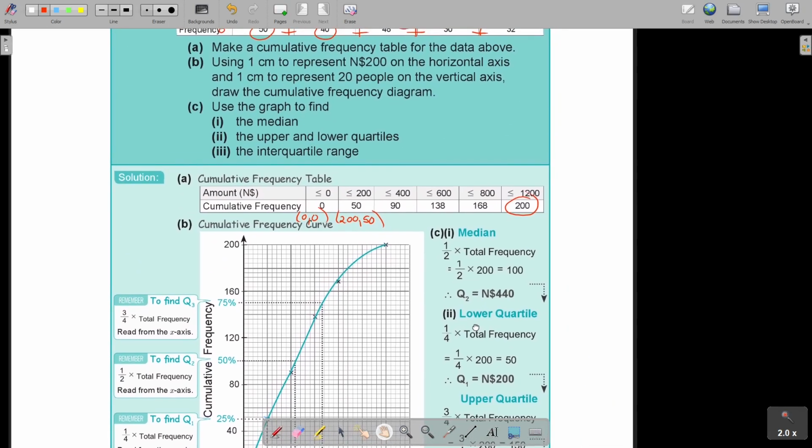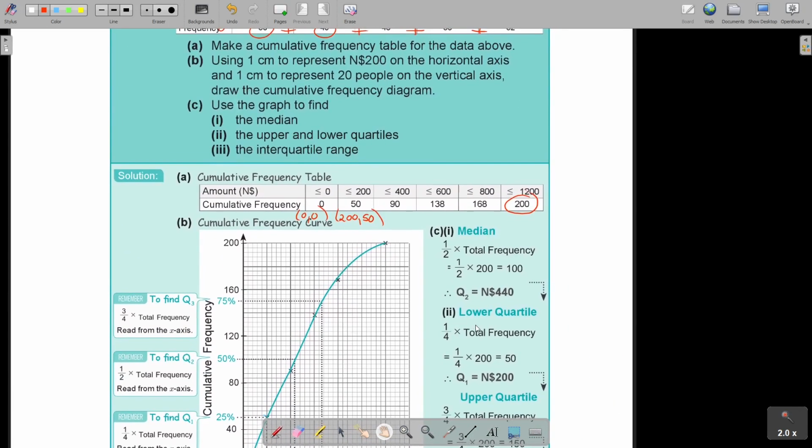And then they start by saying, use the graph to find the median. Now, the median is quartile 2. Now, for quartile 2, you will first work out a half of the total frequency. That is in the middle. So can I just show you again? It's quartile 1, quartile 2, quartile 3. Okay, so that will be a quarter, that will be 2 quarters, and that will be 3 quarters of the total frequency. But that is just the position.